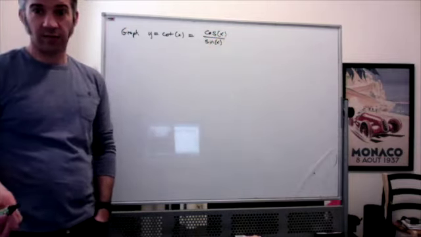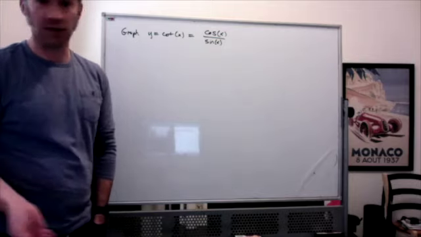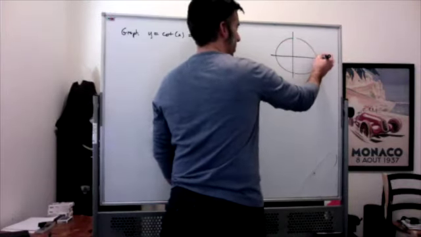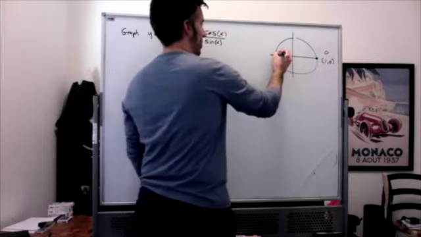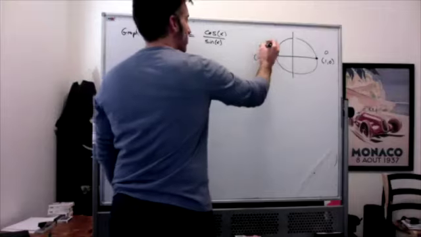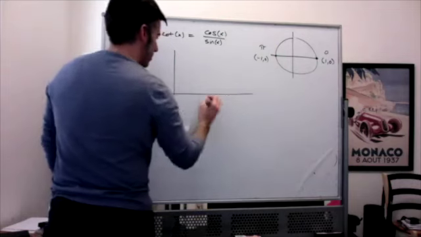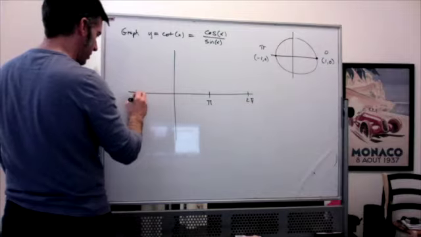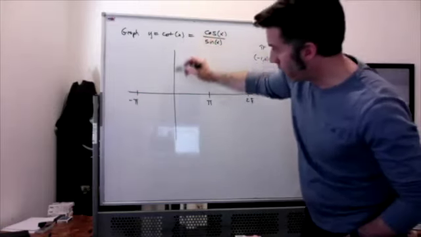All right, so here's the thing. This function, instead of being undefined when cosine is 0, it's going to be undefined when sine is 0. So this function is going to be undefined when we're at this point here, where sine is 0, at an angle of 0, or this point here, when sine is 0, and the angle is pi. So if I start graphing this, let's say pi is there, let's say 2 pi is there, let's say negative pi is there. So if I start here at 0, undefined. So vertical asymptote at 0.